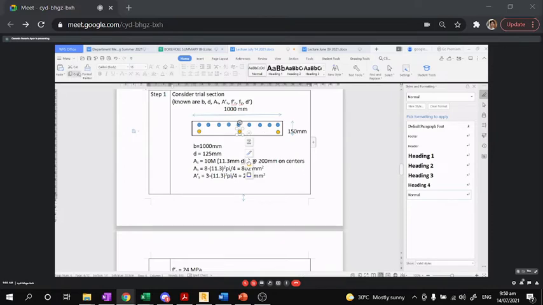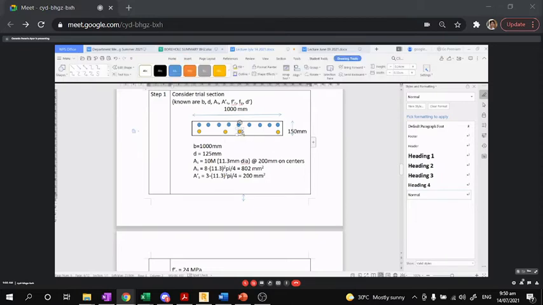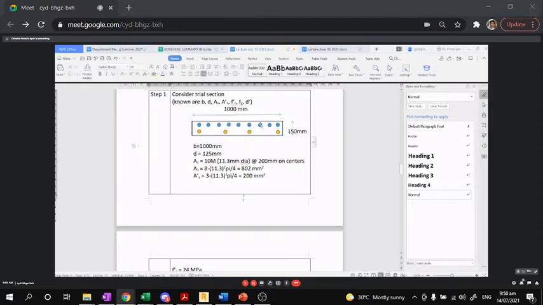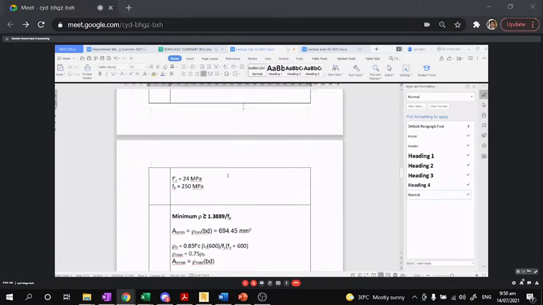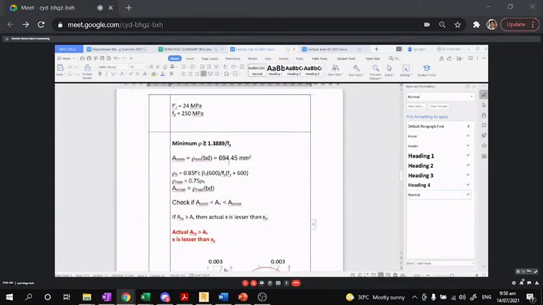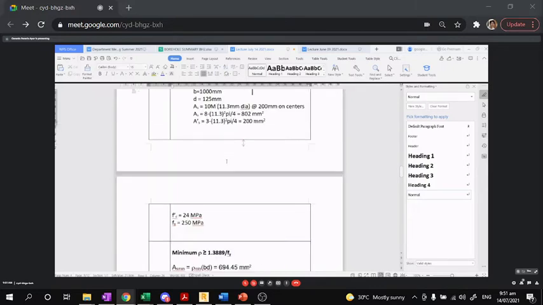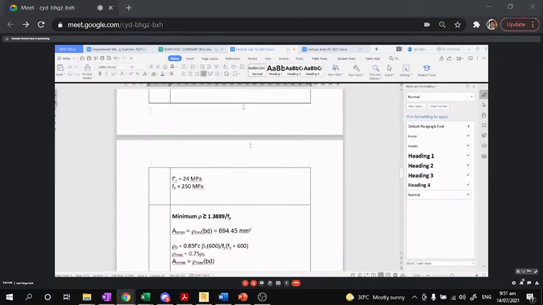Your ES here, your ES min, according to your FY, is 694.45. So, you can see that your ES min is smaller than the ES that you provided, which is okay.